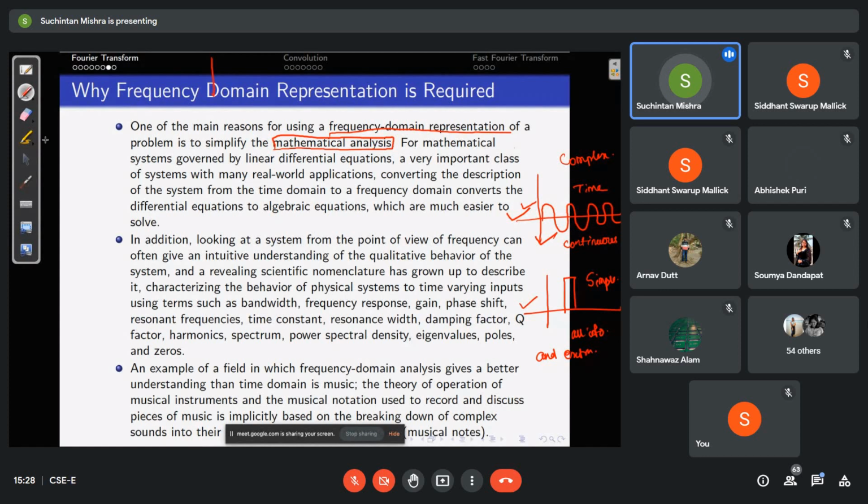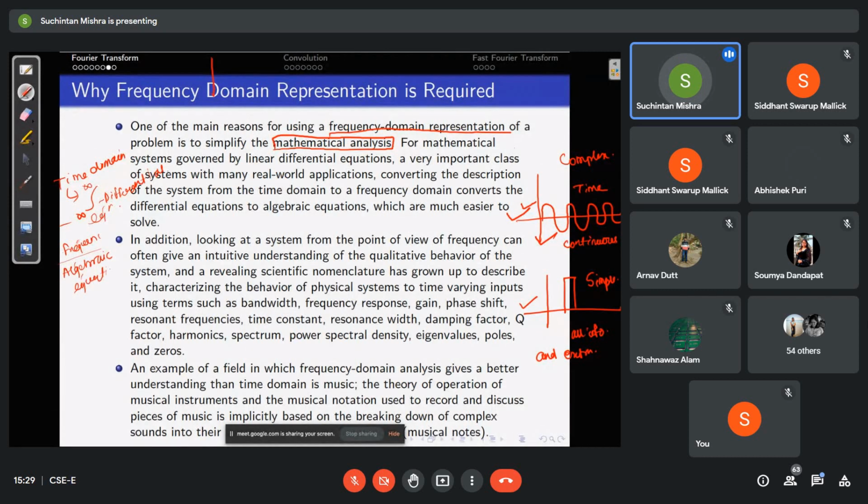Now the second advantage is using your time domain. Since they are continuous domains, all those answers will be in the form of integrals. But when you deal with a frequency domain, these are called differential equations, if you would have studied. And if you represent a signal using its frequency domain, then all the calculations will be in the form of algebraic equations.